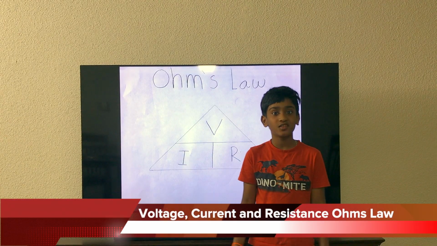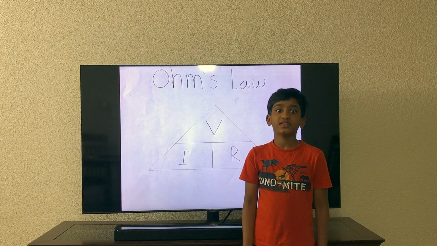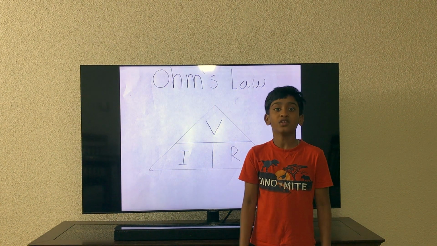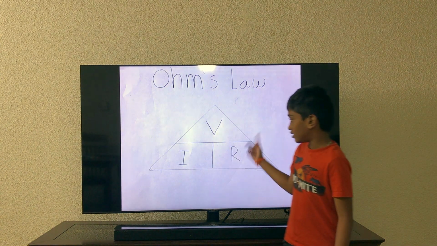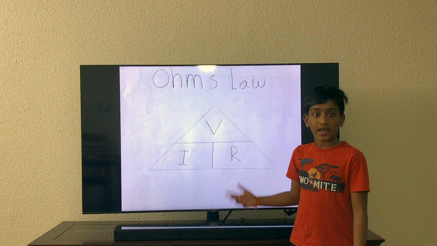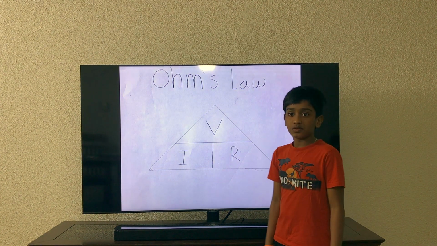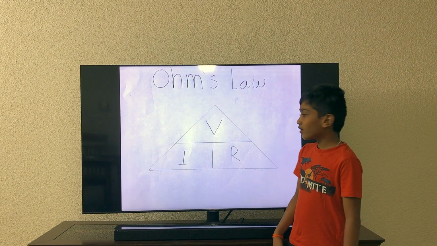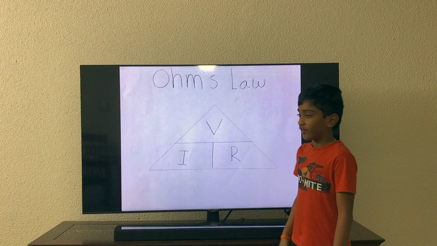Ohm was a scientist who derived the relationship between voltage, resistance, and current. According to Ohm, voltage equals current times resistance. You can use this triangle to find the voltage, resistance, and current. For example, if you want to find the current, you can do voltage divided by resistance. If you want to find the resistance, you can do voltage divided by current.